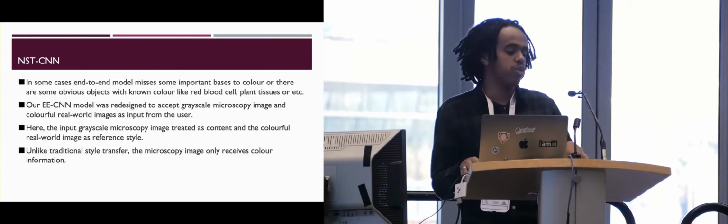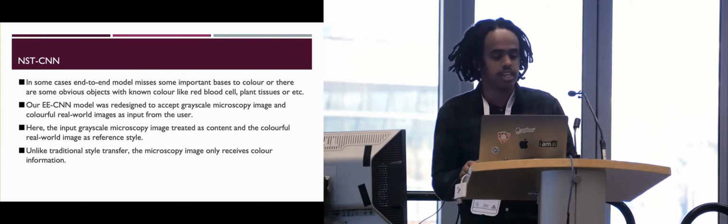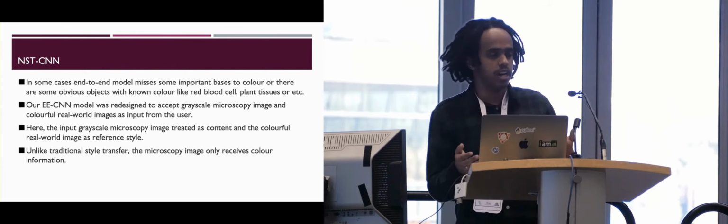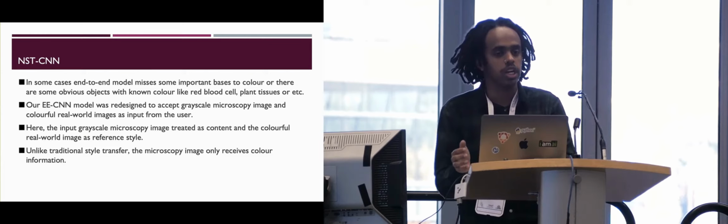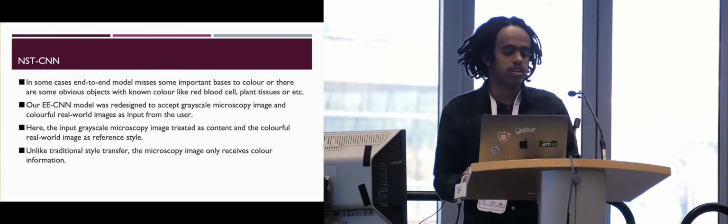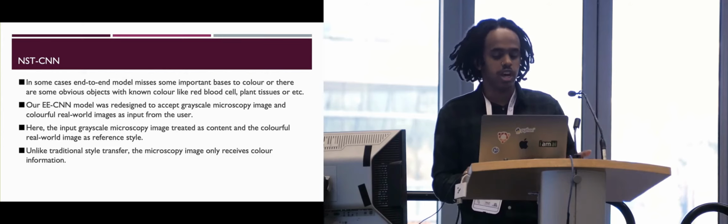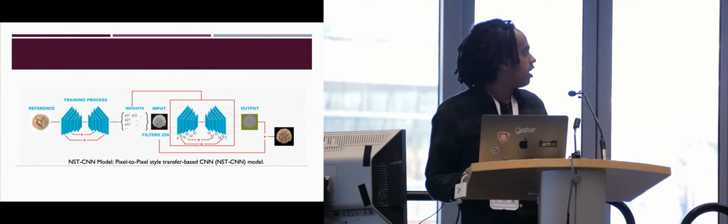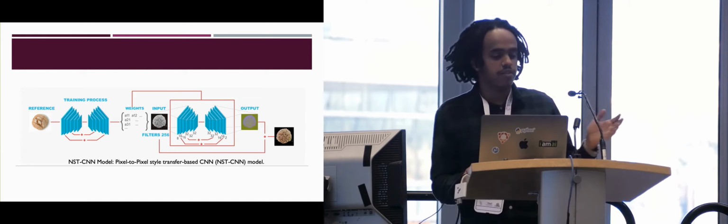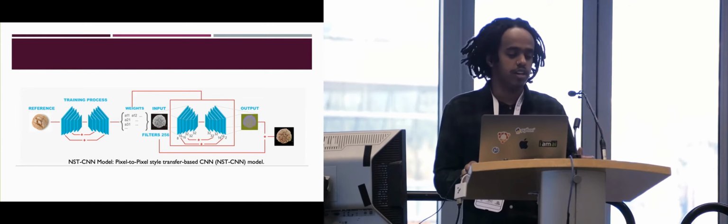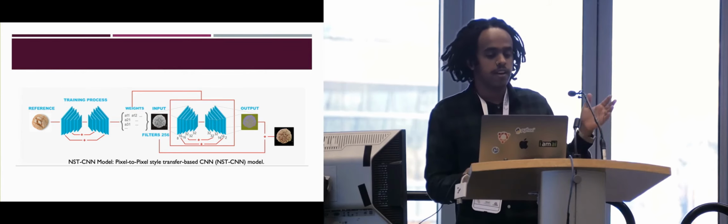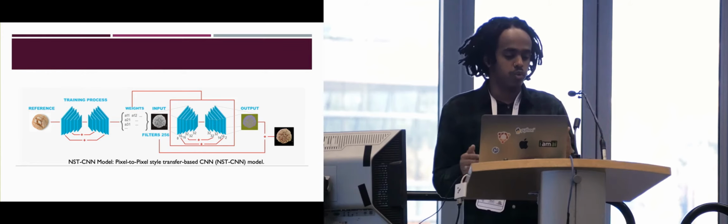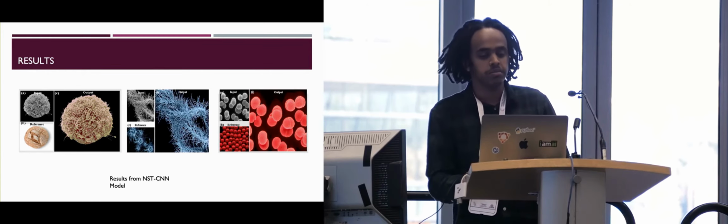rather than training it on the whole data set. We try to redesign it to accept a grayscale image and a colorful reference image, as a kind of style transfer model, but not a traditional style transfer model, because the microscopy images only get the colors from the reference image instead of getting the shape or something else. So what we do here is, let's say as reference you give it a bread, then you train it, and during inference time we save the weights, then we transfer these weights for the final style image, which is the content image.